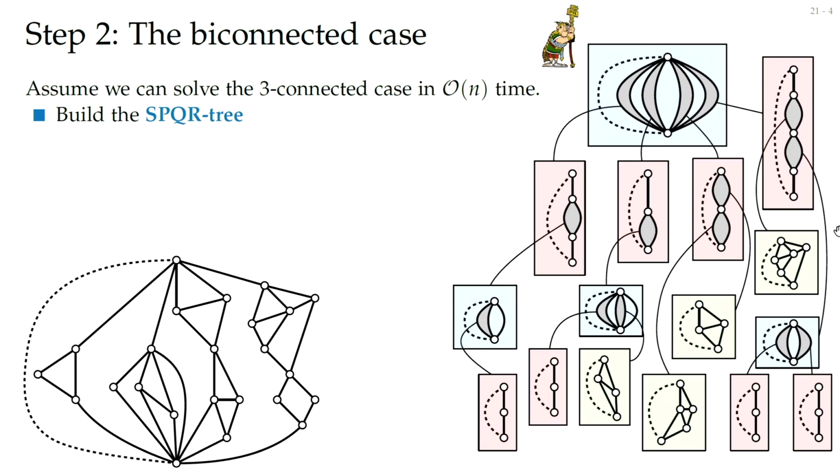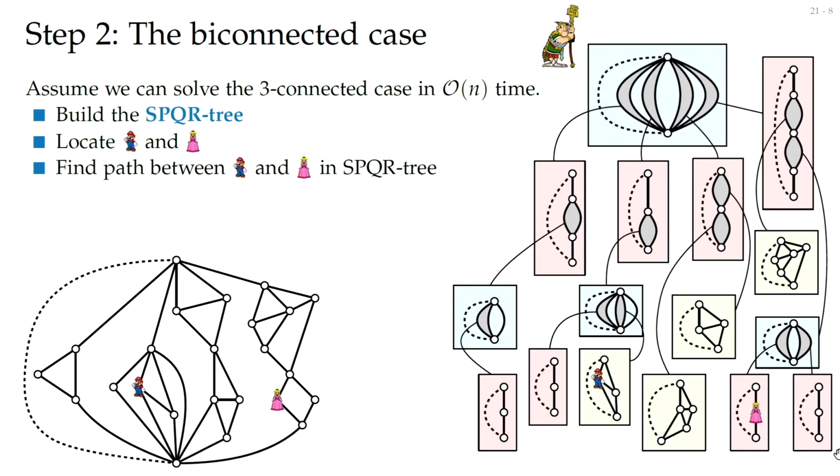The next step are very similar to what we've done before. We find Mario and Peach. Let's say they are here. And we find them in the SPQR tree. Okay. Here we have one node with Peach, one with Mario, just to make it simple. Now it's not that obvious that there's a unique path from Mario to Peach, or a unique shortest path. But in the exercise later, you can try to prove that this is true. So you can take this for now, that this exists.